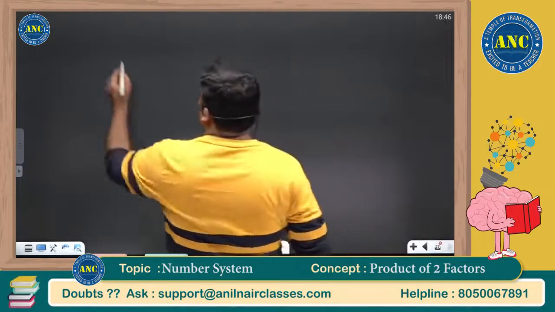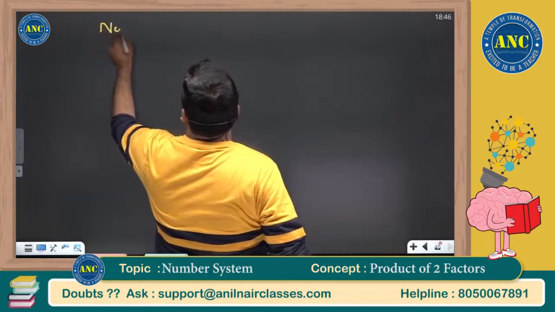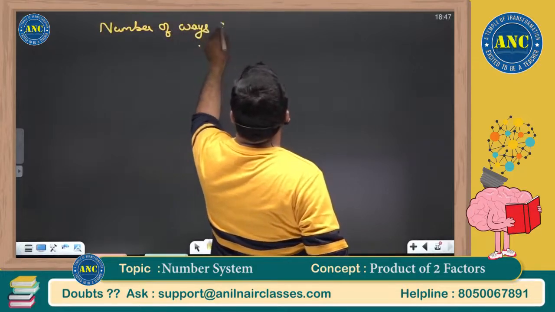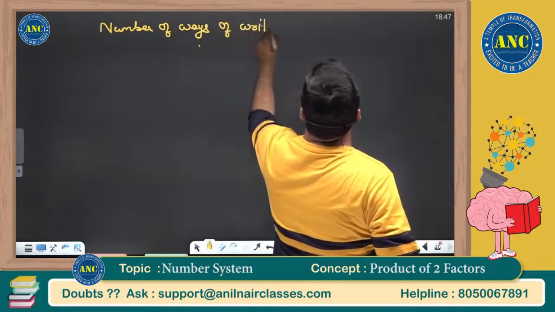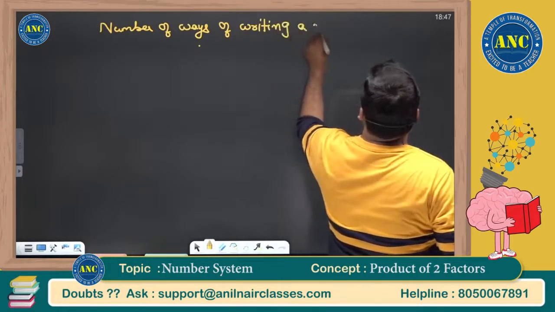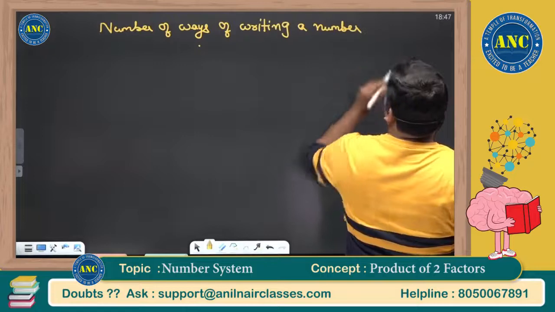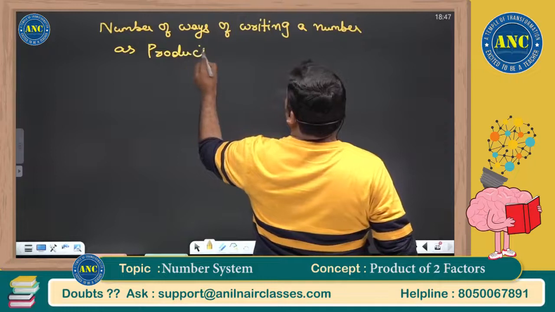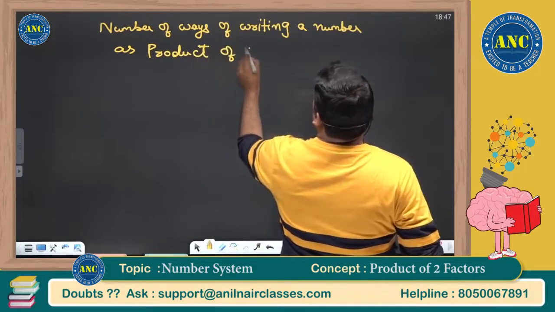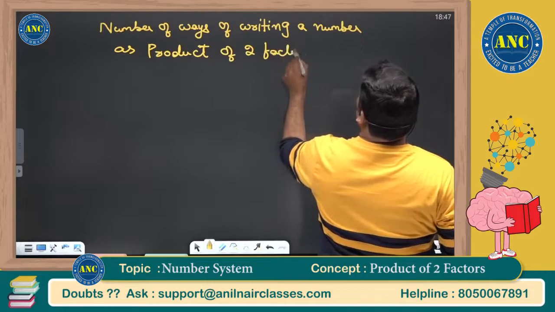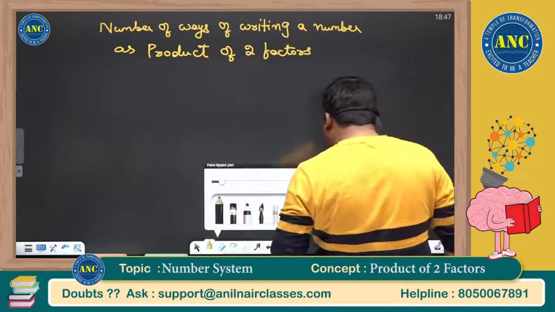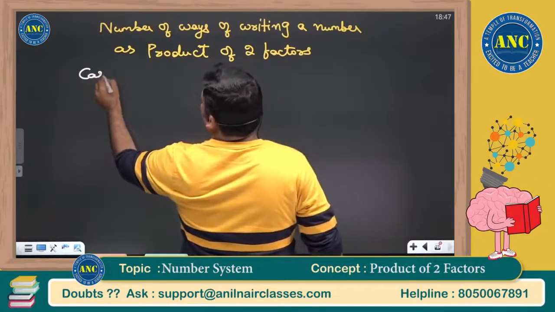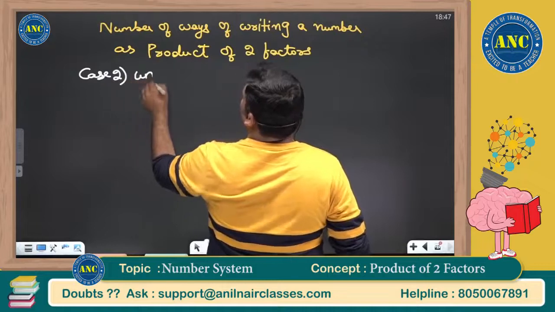Case 2. Number of ways, please write down. Number of ways of writing a number as a product of two factors. Only case 1 we discussed. What is case number 2? Case number 2 is unordered pair.